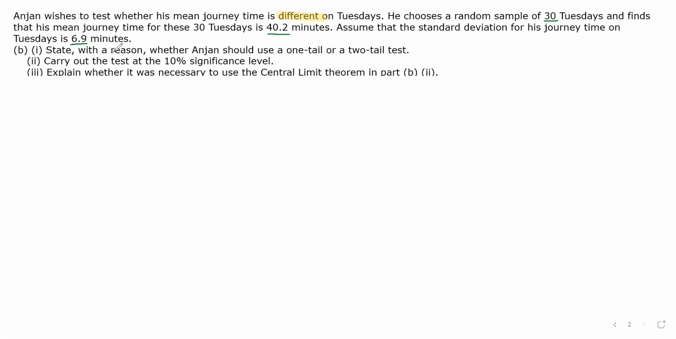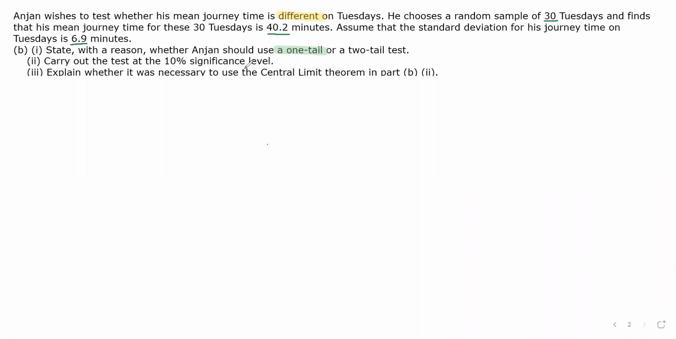Part B, part 1: state with reason whether Engine should use a one-tail or a two-tail test. In this case, he certainly needs to use a two-tail test, because we are looking at a different journey time. We are not testing whether his journey time has increased or decreased. It's just whether there is a difference. So we will certainly use a two-tail test.